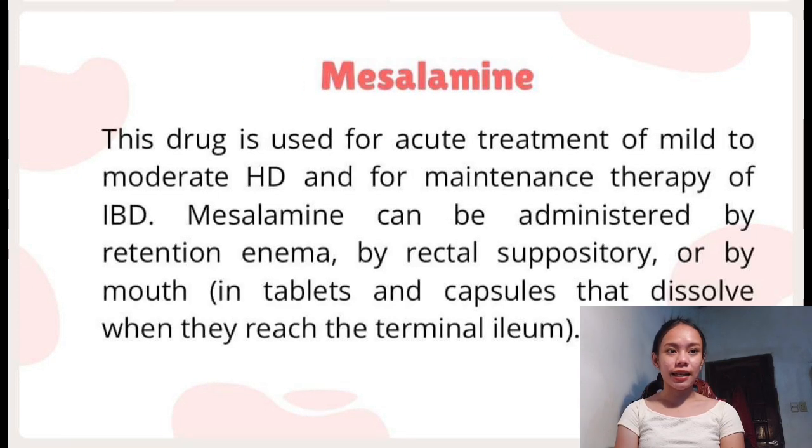Next drug is mesalamine. This drug is used for acute treatment of mild to moderate IBD and for maintenance therapy of IBD. Mesalamine can be administered by retention enema, by rectal suppository, or by mouth, in tablets and capsules that dissolve when they reach the terminal ileum. The most common side effects of oral therapy are headache and GI upset.